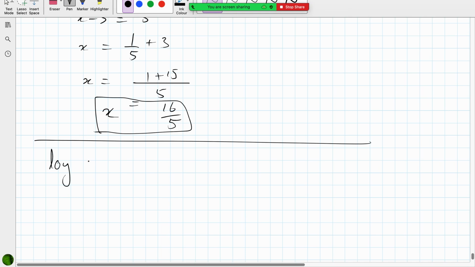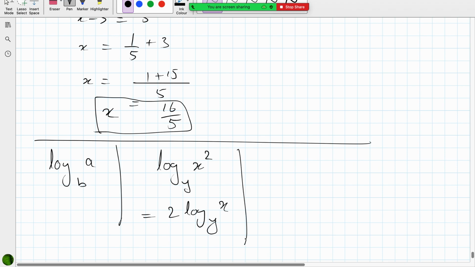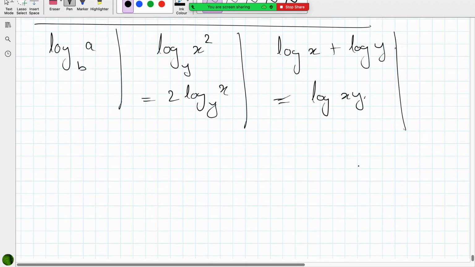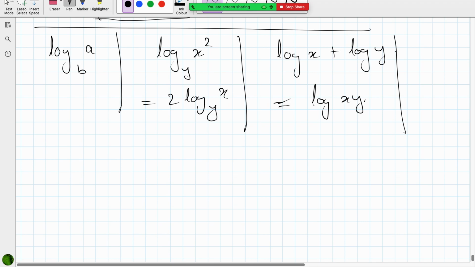See, we did log A to base B. When I've written this, both of these are positive, and B cannot be 1. We did log of x square to base y, and we know this is the power law. What we did is log x plus log y. If we see the addition sign, we know they are being multiplied. When you know these rules and you've practiced them, then it will become easier. Whenever you have a look at the question, you'll know what to do.